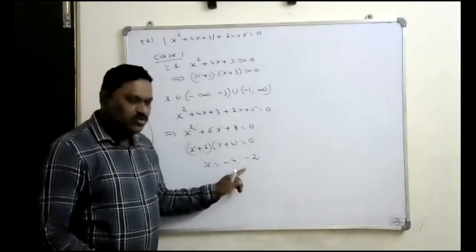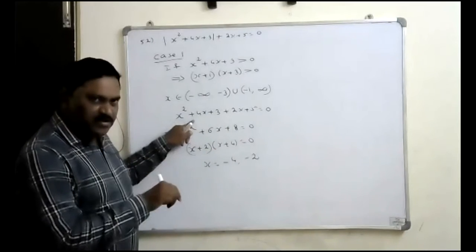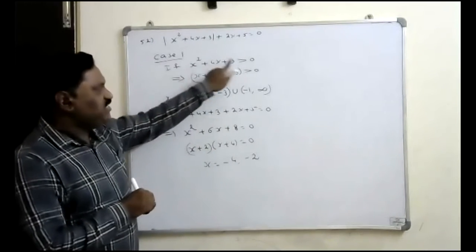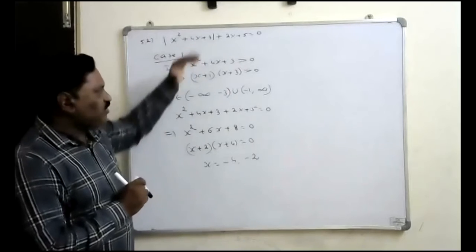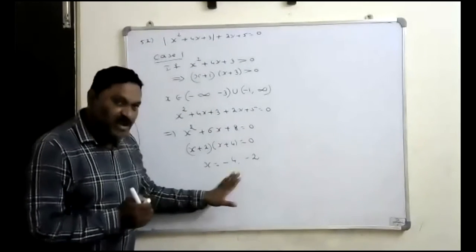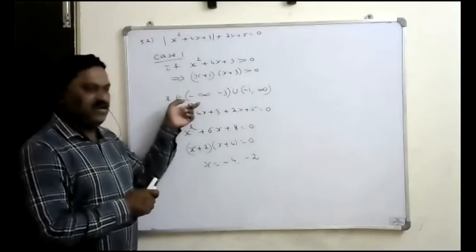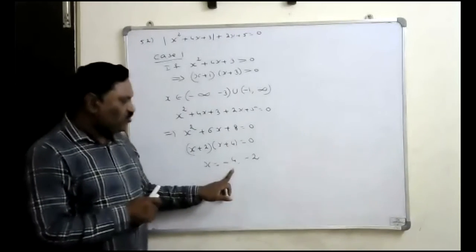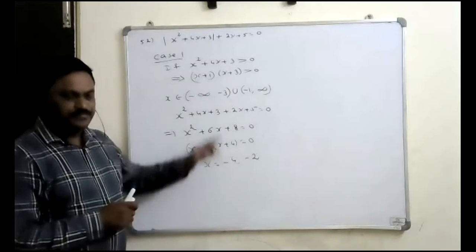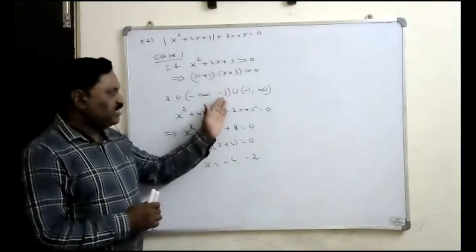But out of these two, which one do we have to take? We got this equation because x square plus 4x plus 3 is positive. If it is positive, we have to take x values within this interval only. So whatever roots we got should compulsorily lie within this interval. Substitute minus 4: does it lie within this? Yes, minus 4 is smaller than minus 3.